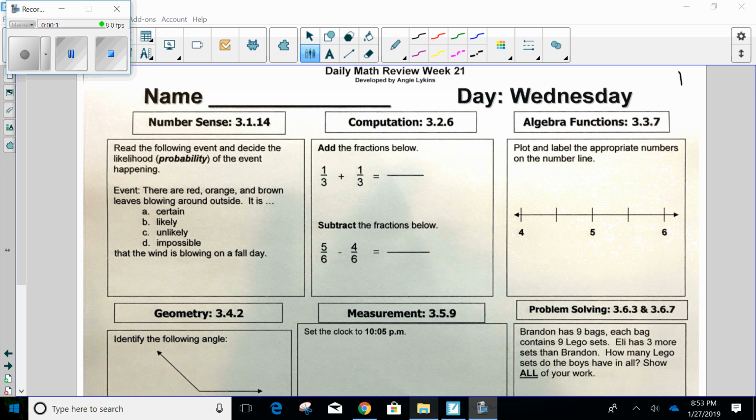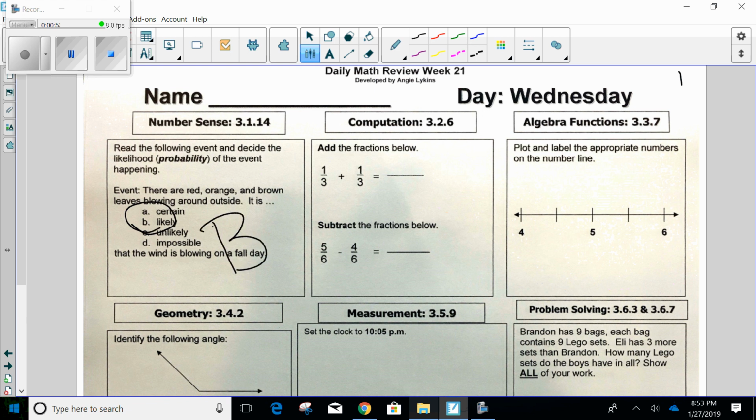Event. We're setting the scene. There are orange, red, orange, and brown leaves blowing around outside. It is A, certain, B, likely, C, unlikely, or D, impossible that the wind is blowing on a fall day. Well, we're going to say it's likely, because who knows if you have a bush that's dying and may have other colored leaves. But most likely in that event, it is a fall day. So we're going to say B, likely.